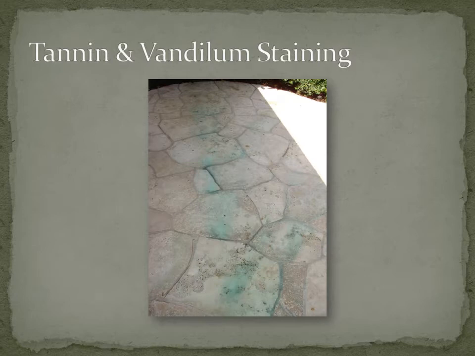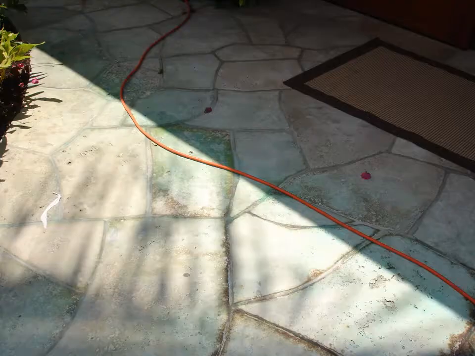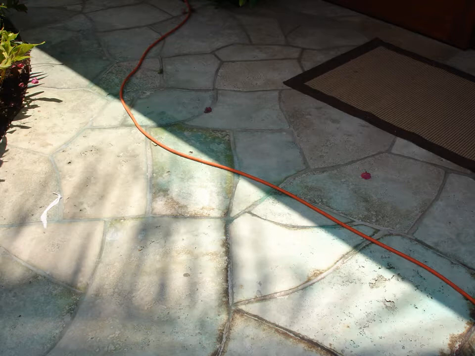This is a tannin and vanadium staining from the copper roof that drips down into the limestone, actually from the flashing, and I believe the cedar from the roof was causing the tannin staining. So we have a combination of two due to the flashing and the cedar roofing. It's another picture of it.